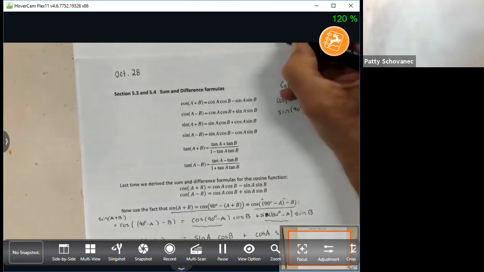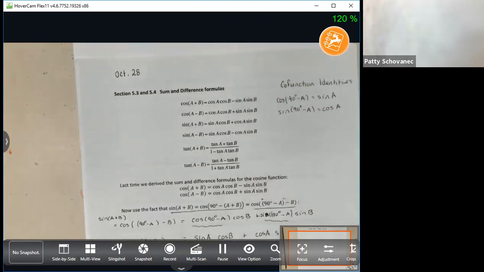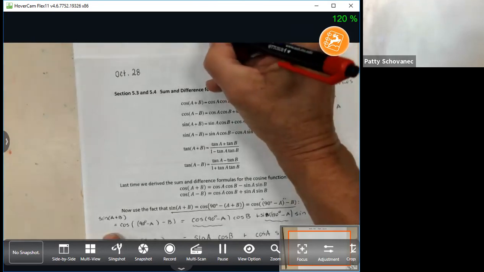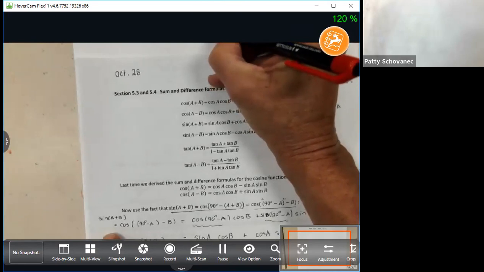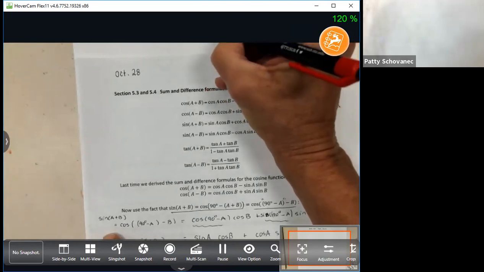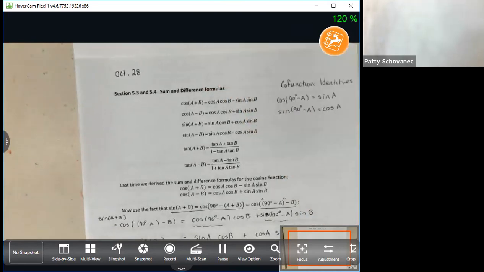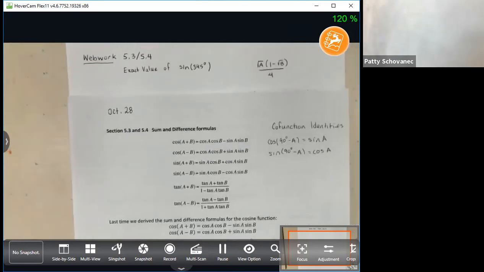We'll put our answer like that. And can you tell me the angle again, please? 345. We're going to use a sum or difference formula to find the exact value of the sine of 345 degrees. And the tricky part is to get your answer in this form.